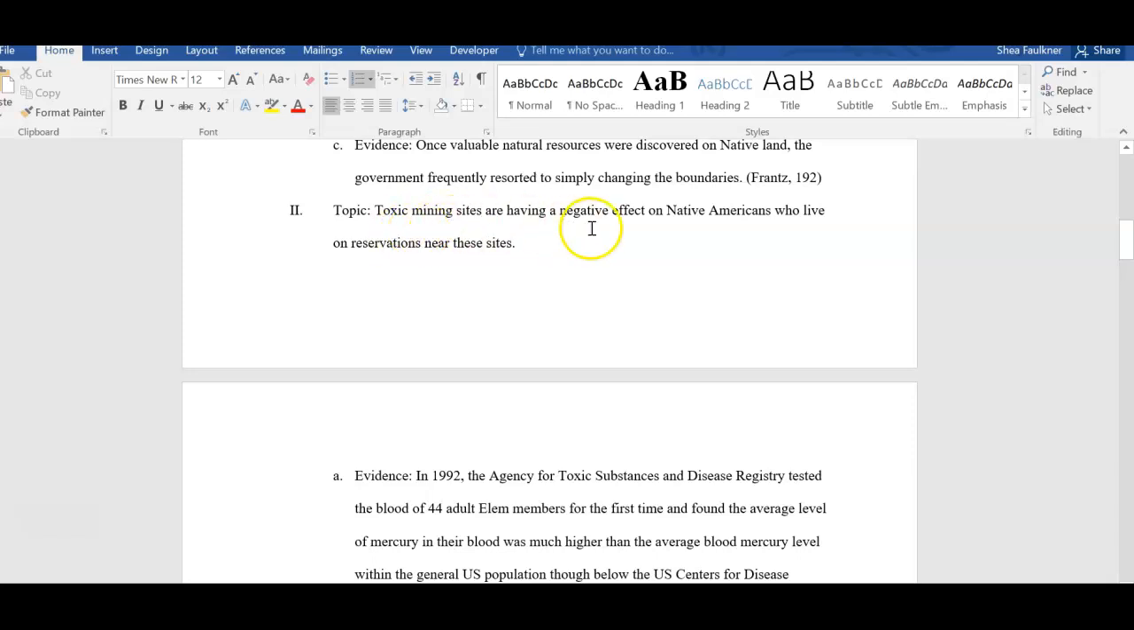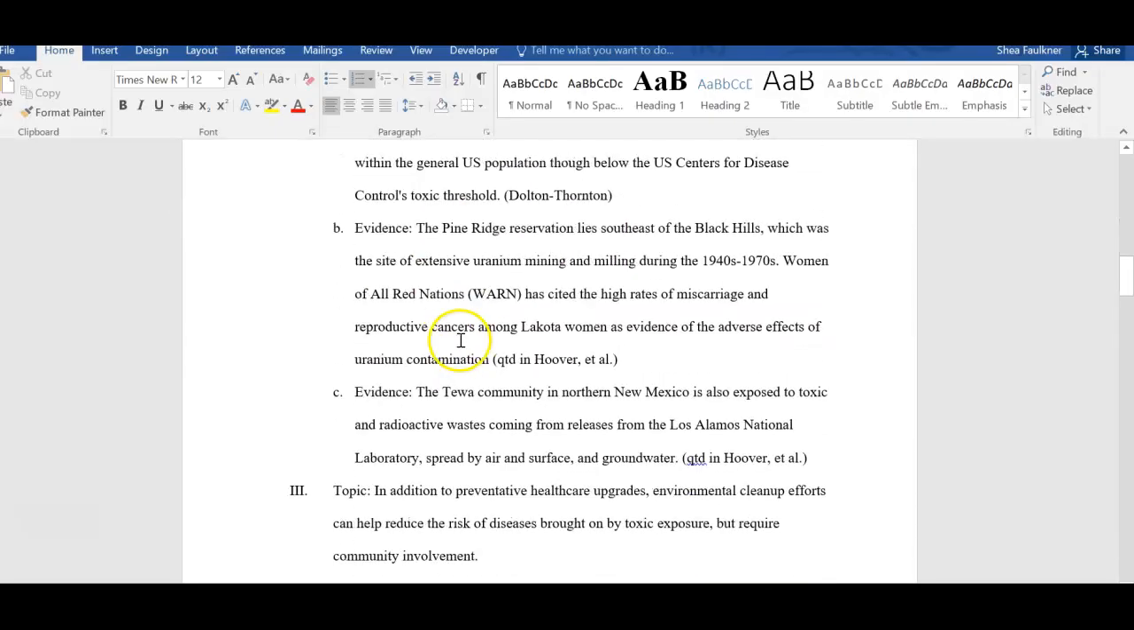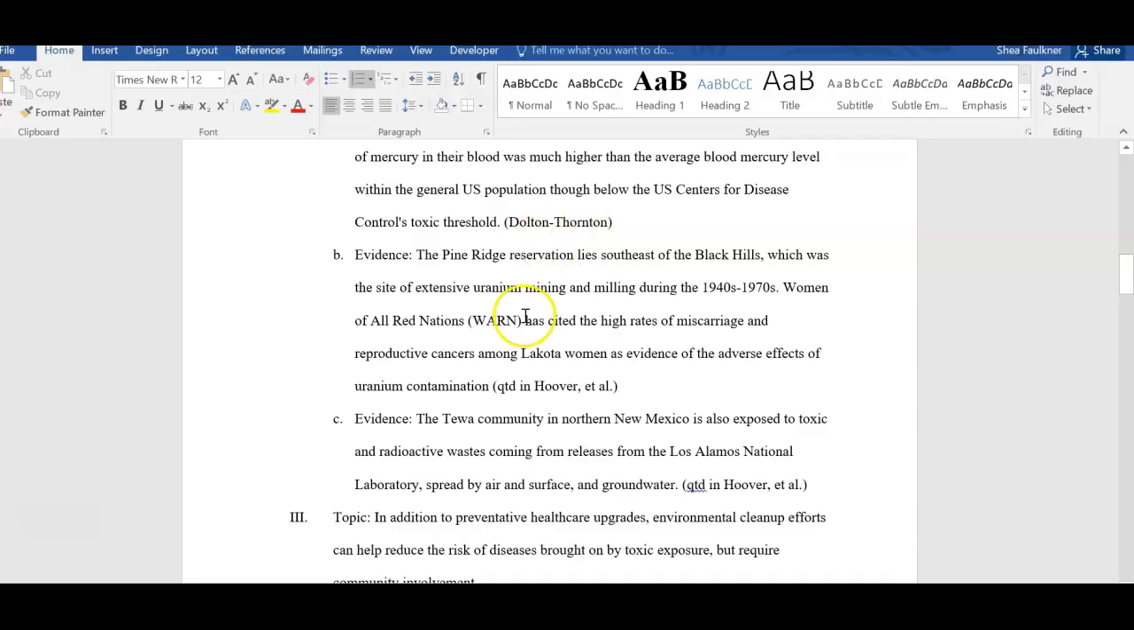He says toxic mining sites are having negative effects on Native Americans who live on reservations near these sites. He's again providing his in-text citations. He's using this here where it says QTD and Hoover et al. This is a really interesting in-text citation that would be important for you to know.